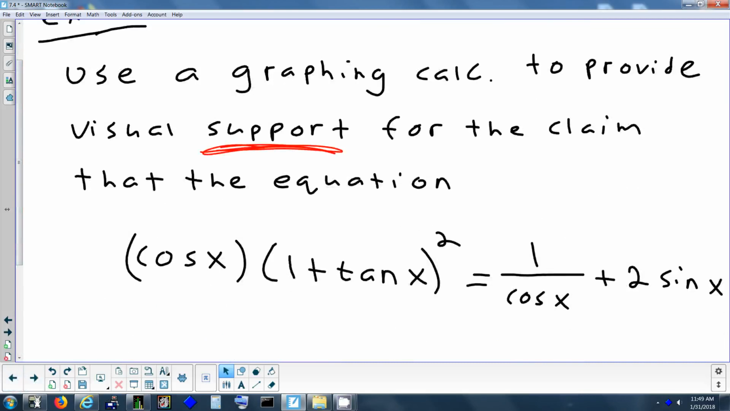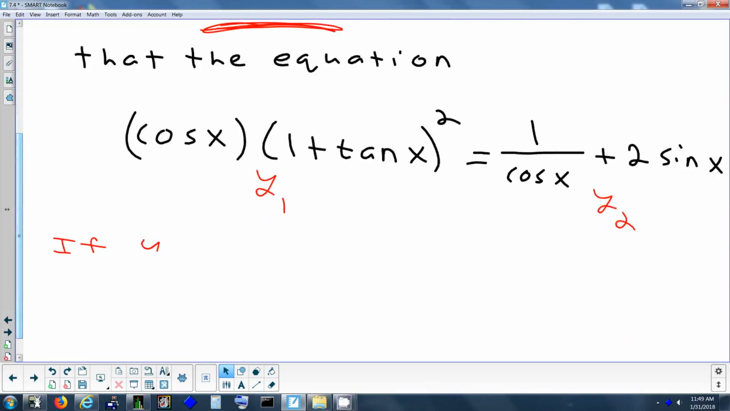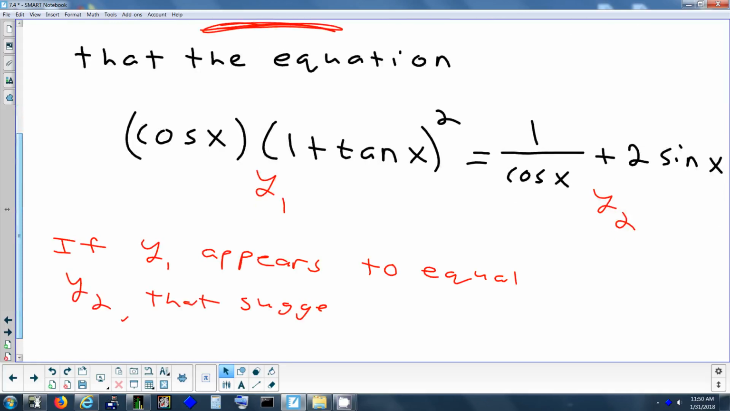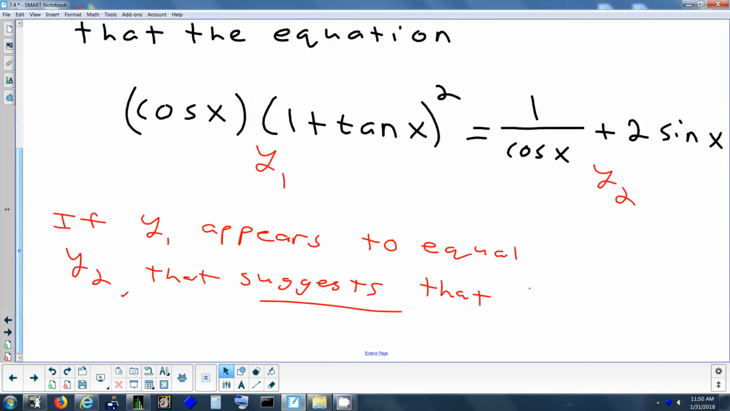How could you use a graphing calculator to support that what's on the left is equal to what's on the right? Put it into Y1 and Y2. Okay, put that into Y1, put that into Y2, and then what would you look for? If the lines are the same. So, if Y1 appears, I'm not going to say is equal to, because we can't really tell exactly. Maybe you zoom in and it's a little off, we don't know. But if Y1 appears to equal Y2, that suggests, be very careful with the word I used, it does not prove anything, but it does suggest that what's on the left and what's on the right are the same. So it suggests that the left-hand side, that's LHS, equals the right-hand side.